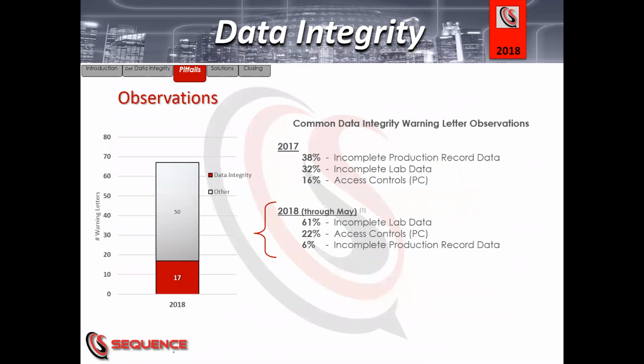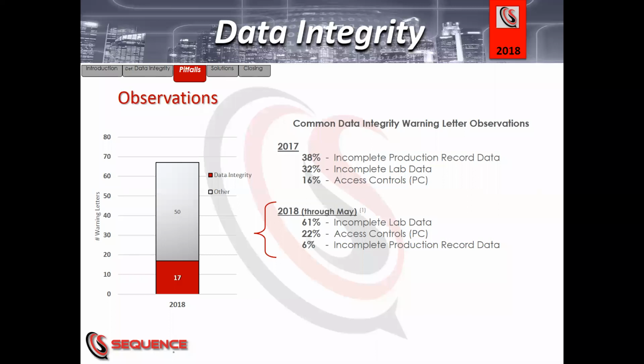2018, we have 61% of the observations are incomplete lab data. So we have a little bit of a change so far this year. It looks like a little bit of a changed focus. 22% are access controls, and 6% are incomplete production record data.